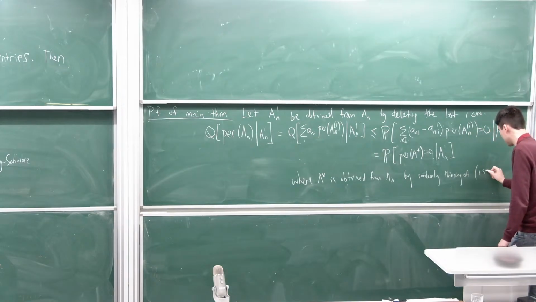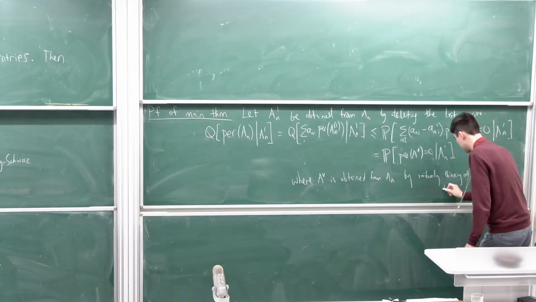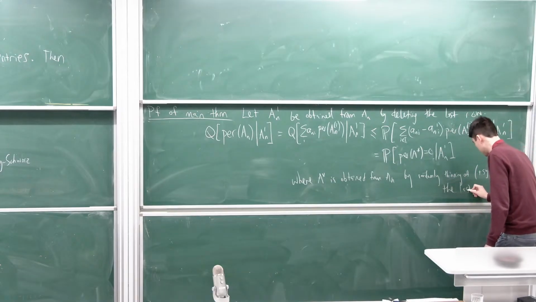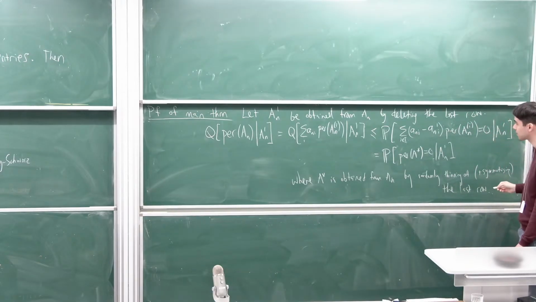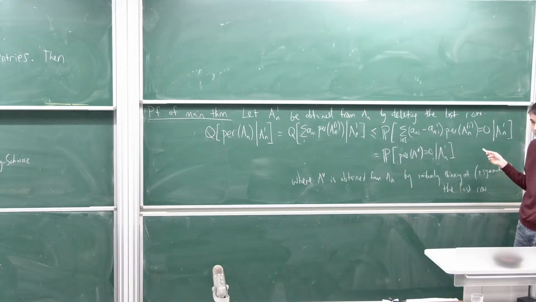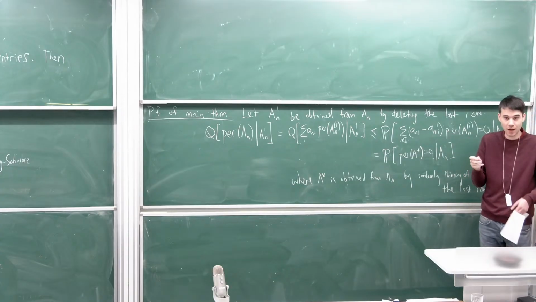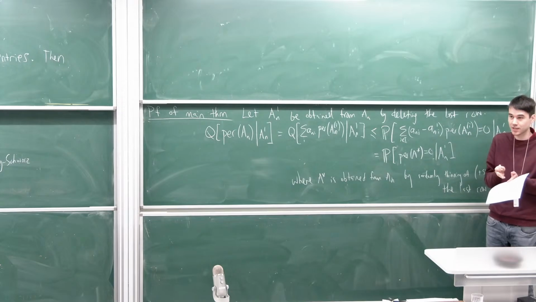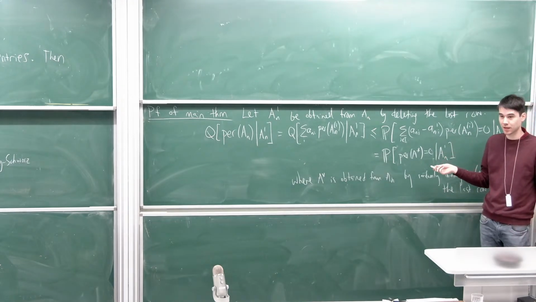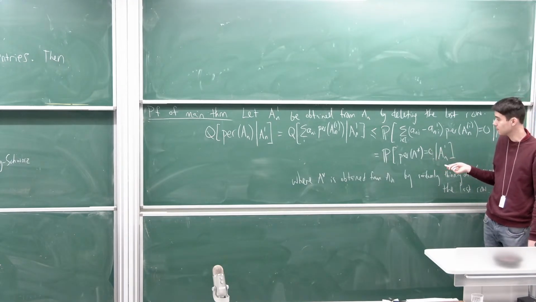And symmetrizing the last row. Yeah, so namely, this quantity here is the permanent of the random matrix, where in the last row, I delete everything outside of that special random subset of size n over h, and within that random subset, I symmetrize. Okay.